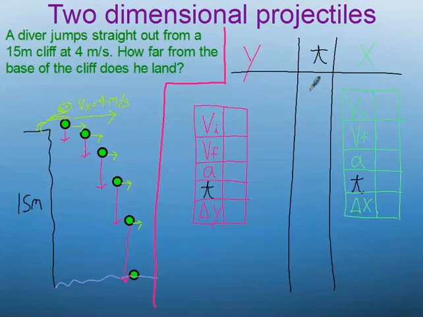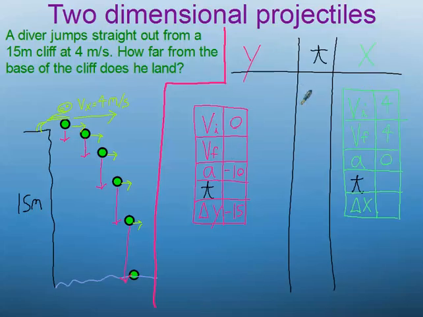Now the cool thing is, it's just like the problems we've already worked. The only difference is now there's two of them. There's a problem in the y direction and a problem in the x direction. But how we solve it isn't going to change. We're just going to use our variables of awesomeness.